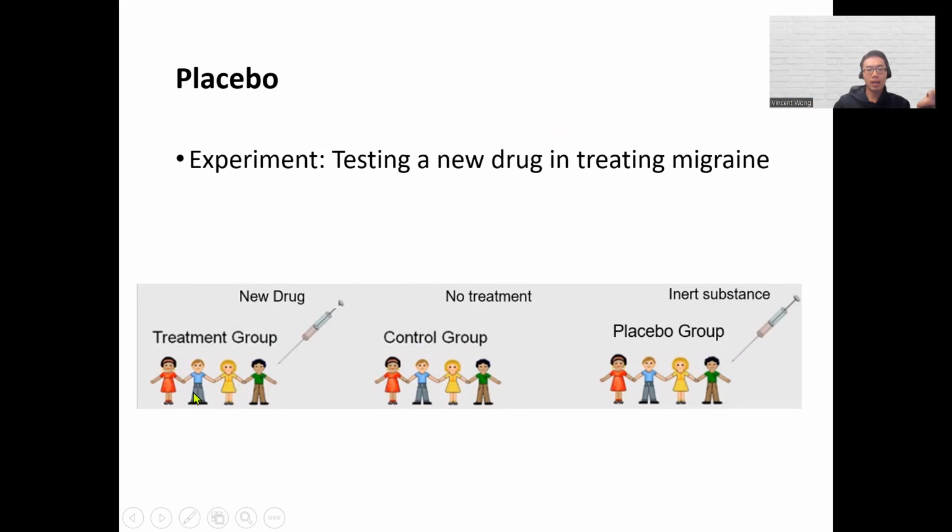So you would have a group where you are giving the new drug, and then you will have a control group where they receive no treatment, and then you will have a group where they're receiving an inert substance. Inert means it doesn't do anything, no effect. And then you're going to compare the results of the three groups to see whether or not it has any effect.